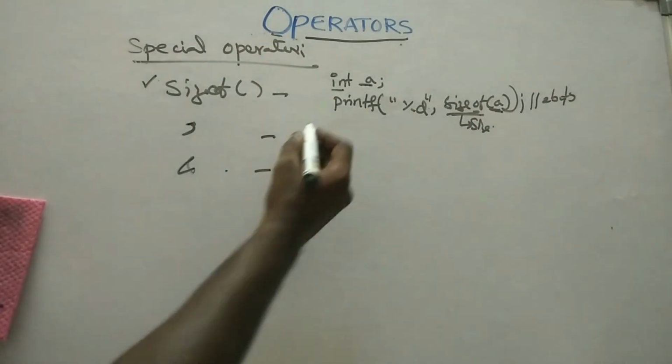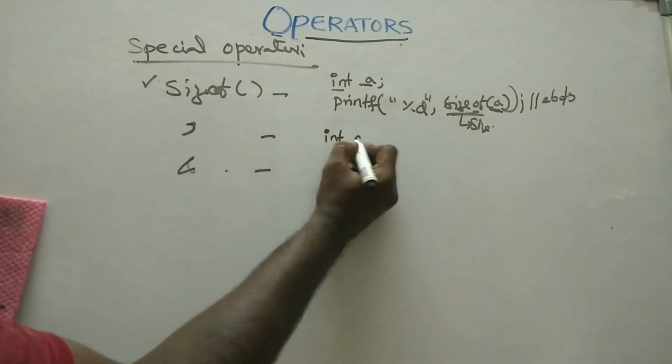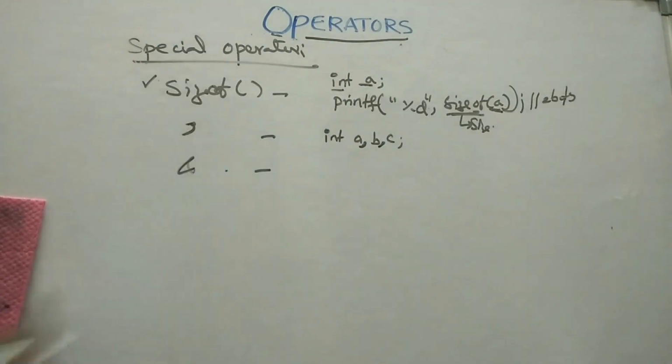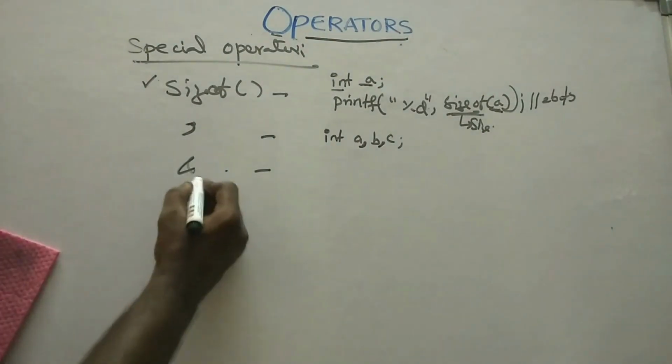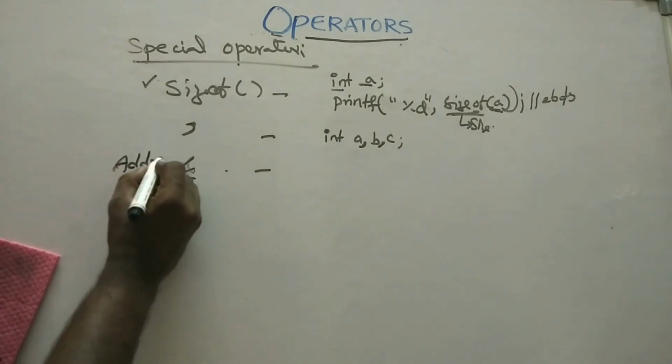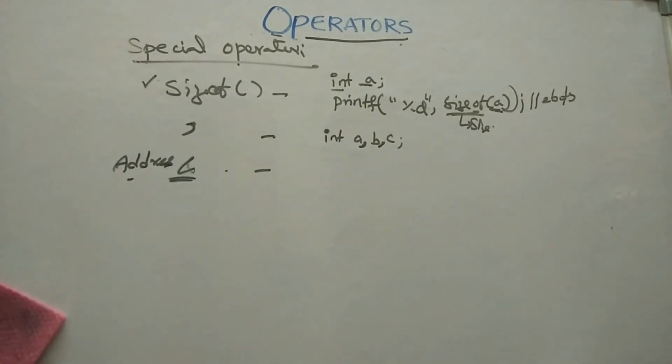And the comma operator: what is the need of the comma operator? By using the comma operator I can separate more than one variable. That is the comma operator, right? I can separate more than one variable. And the ampersand is also called the address operator.